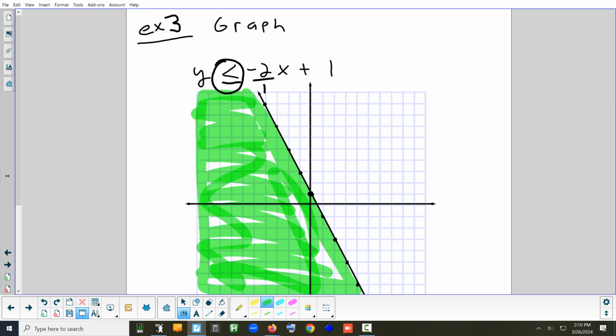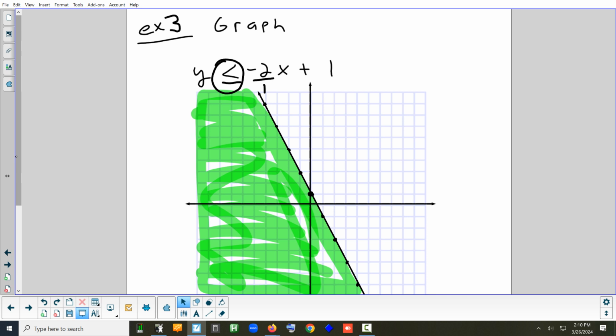Now, this time, we know that anything in the green is an answer. But how about a point right on the line? It's fine, because it's solid. When it's solid, you can go right on the line. When it's dotted, you can't. Perfect. Any questions on that?